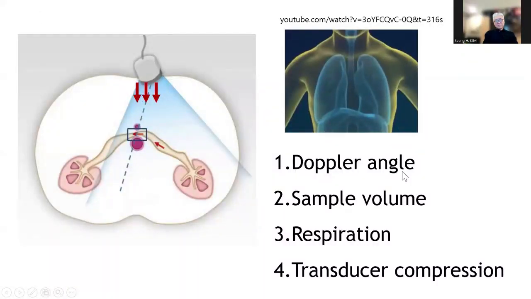So we discussed the Doppler angle, which we can rotate, and the sample volume, which we need to increase. We ask the patient to keep comfortable continuous respiration, and we do not apply excessive compression on the anterior abdominal wall. That is the solution for the difficulty in Doppler ultrasound examination of the nutcracker.